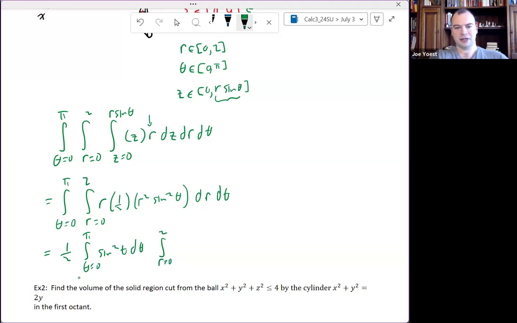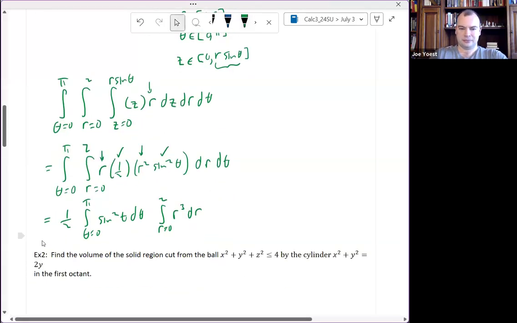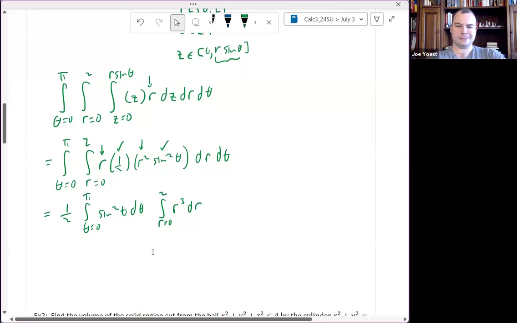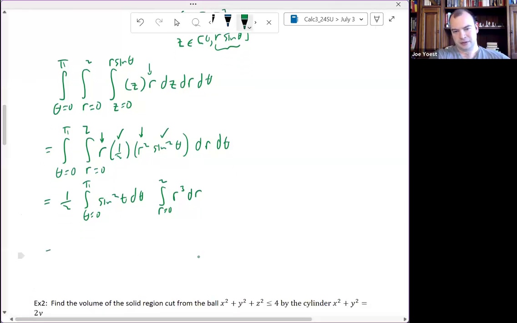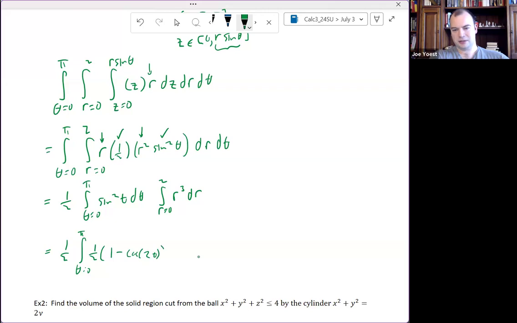Let me be a little careful here. I got my 1/2 factor. I got my sine squared theta. And then I need to make sure I get all of my r. So I need to get r cubed dr. Okay, so I've got a 1/2. Sine squared theta is going to be 1/2 times (1 minus cos of 2 theta) d theta. So that's just using a trig identity. We didn't do any integrating yet in the theta integral.